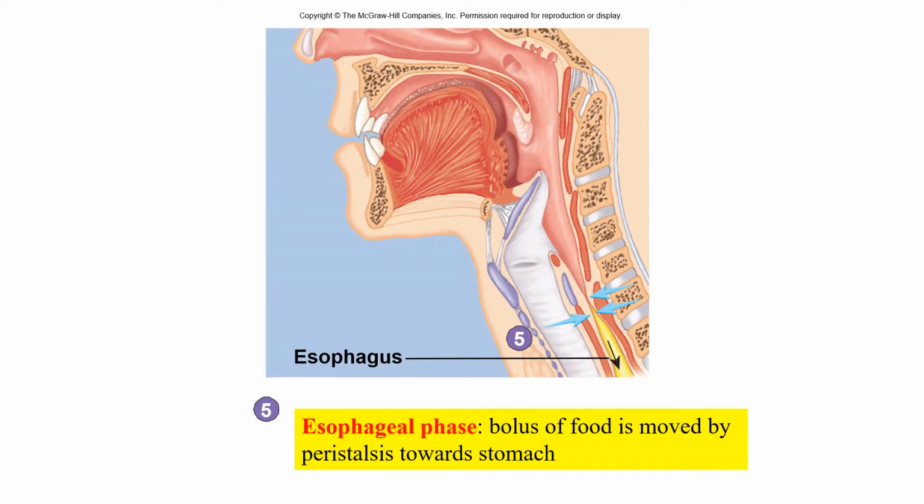In the esophageal phase, the bolus of food is moved through the esophagus by peristaltic contractions until it arrives at the lower gastroesophageal sphincter. The gastroesophageal sphincter will open and allow the bolus of food into the stomach.